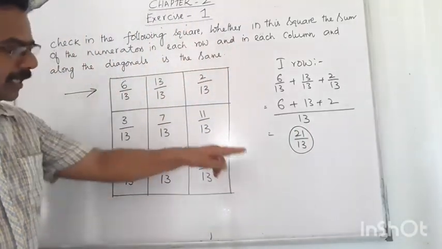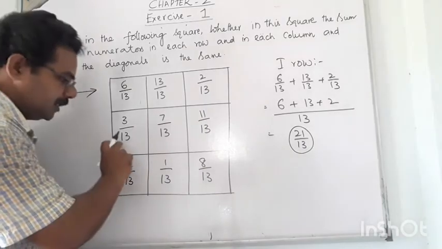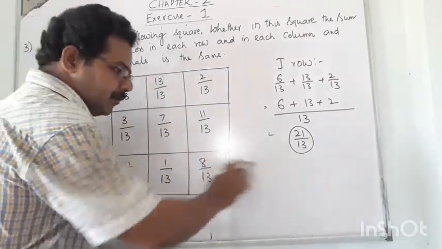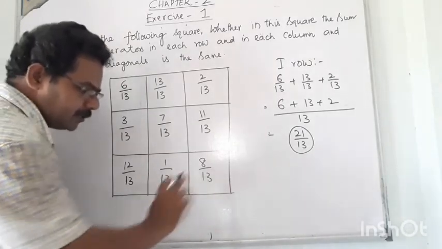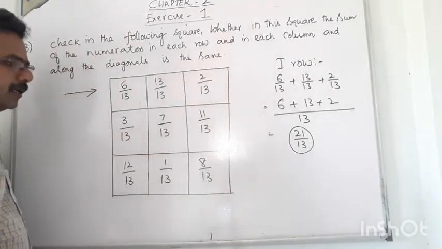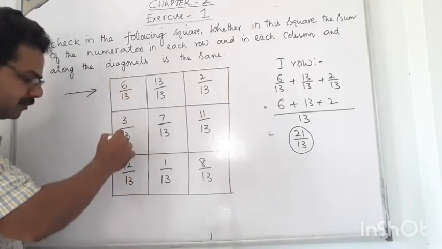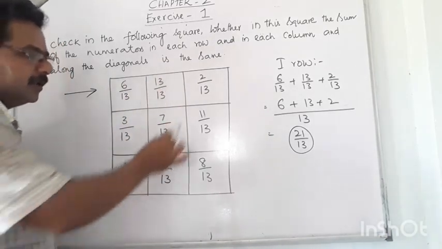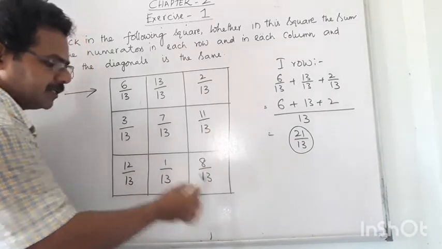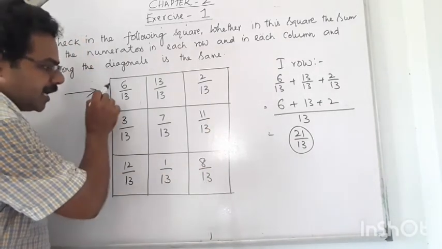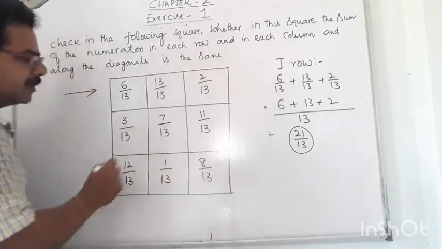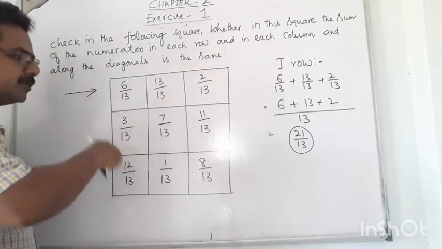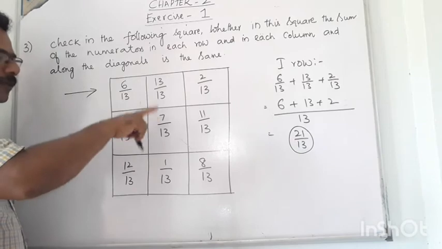Like that you have to write the second row. Here also 7 plus 3 is 10, 10 plus 11 is 21 by 13. You will get the same thing. Third row also you have to do like that. Next, first column: this one plus this one plus this one. Second column, this one plus this one plus this one. Third column, same way. After that, first diagonal in this way. Second diagonal in this way. So totally 3 rows, 3 columns, after that 2 diagonals.